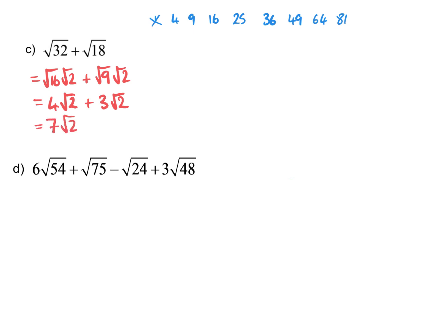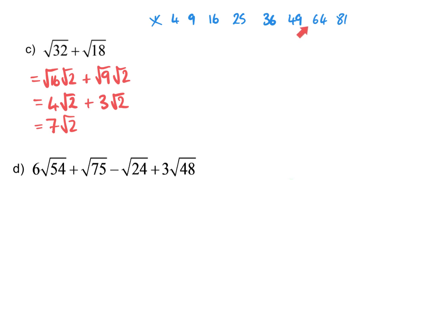Now we'll finish off on quite a hard example. Lots of things going on in this one. So I've got 6 times root 54 plus root 75 minus root 24 plus 3 root 48. So we're just going to begin at the beginning and we're going to be really systematic as we go through it. So this is 6 times root 54. So let's look at the root 54 part first. It would sit up here.